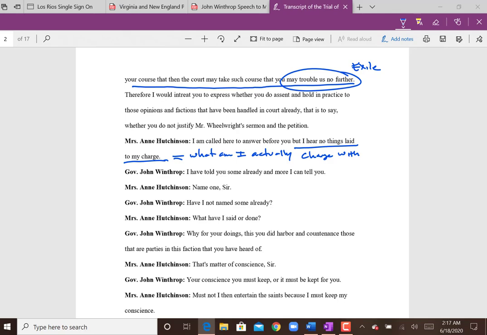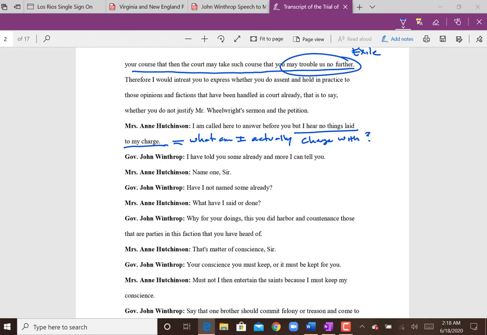Like I said, I love this example of this court case because, man, Anne Hutchinson was smart. And she is working them over the whole time. And John Winthrop's like, I've told you some of them already, and more I can tell you. Name one, sir. Have I not named one already? So he's like, wait, didn't I just give you this list here? I mean, we have three, but you'll see what she says. What have I said or done? Why, for your doings, this you did harbor and countenance those that are parties of this faction.